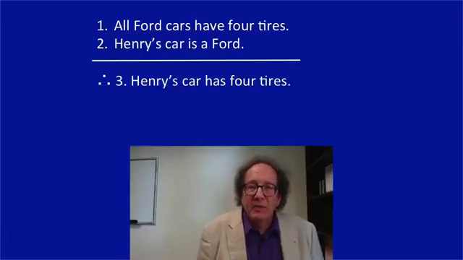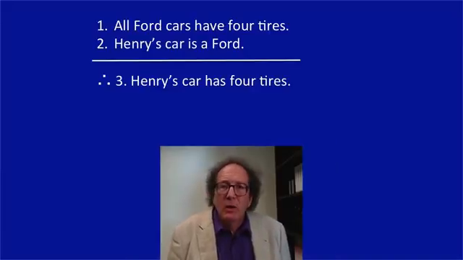But the fact that the premises are true and the conclusion's also true doesn't yet tell us it's valid, because to be valid, it has to be impossible for the premises to be true and the conclusion false. There has to be no coherent story where the premises are true and the conclusion's false. So what about this case? Is it valid? Well, is it possible? Is there any way to tell a coherent story where all Ford cars have four tires, Henry's car is a Ford, but Henry's car does not have four tires?